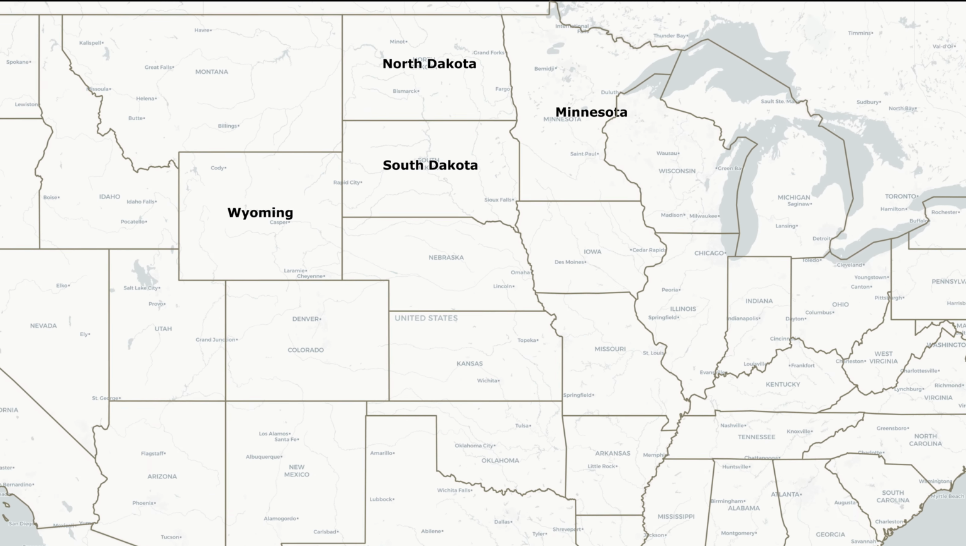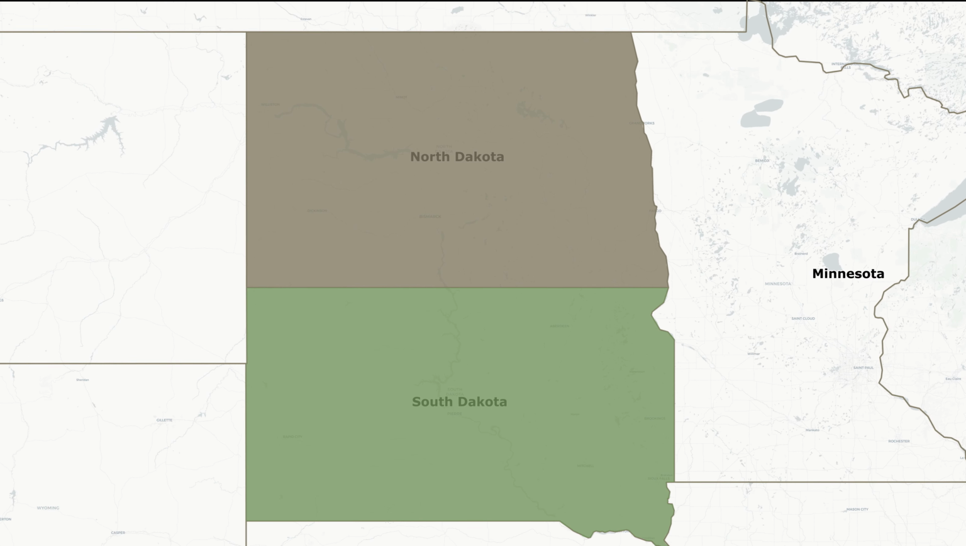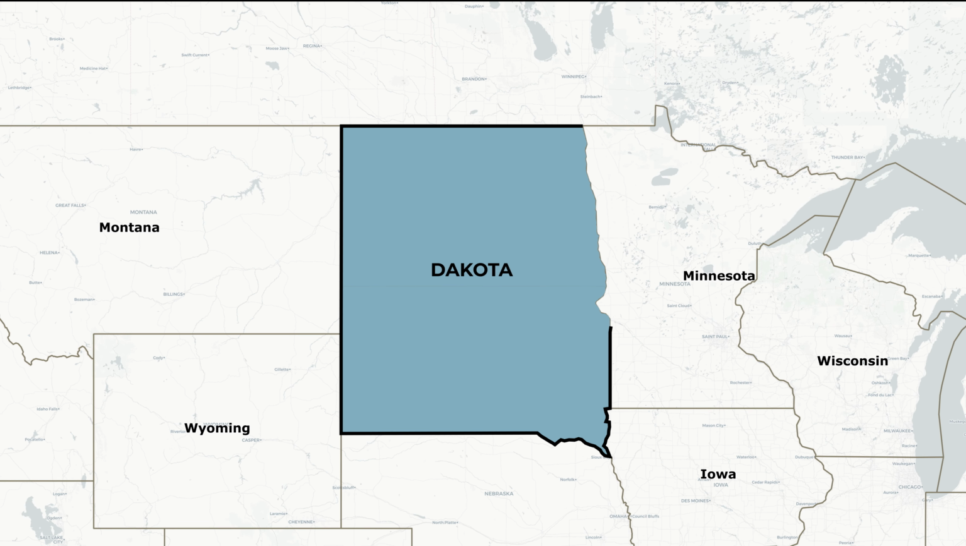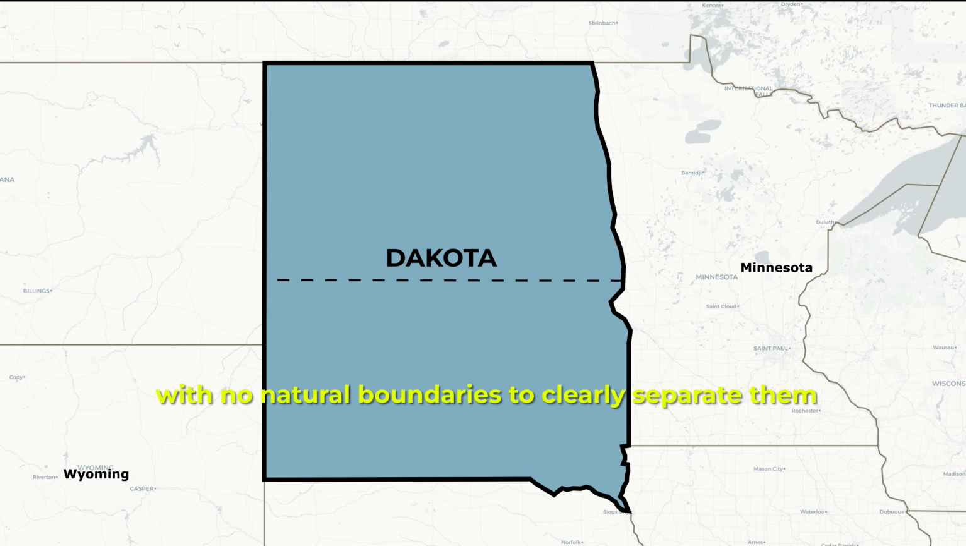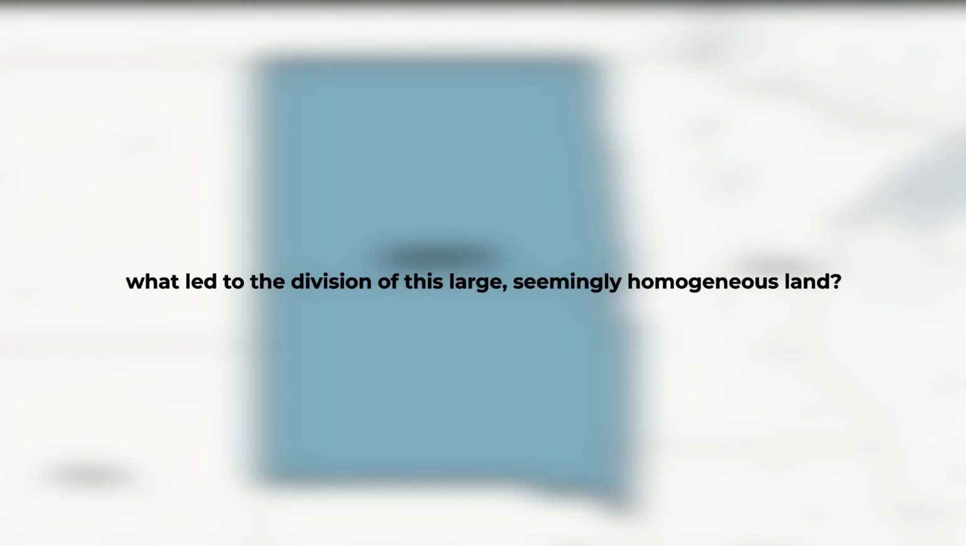Have you ever wondered why the United States has two separate states, North Dakota and South Dakota, instead of just one unified Dakota? Looking at a map, these two states appear as a single block with no natural boundaries to clearly separate them. They share a similar landscape, a strong rural culture, and a common territorial history. So, what led to the division of this large, seemingly homogeneous land?